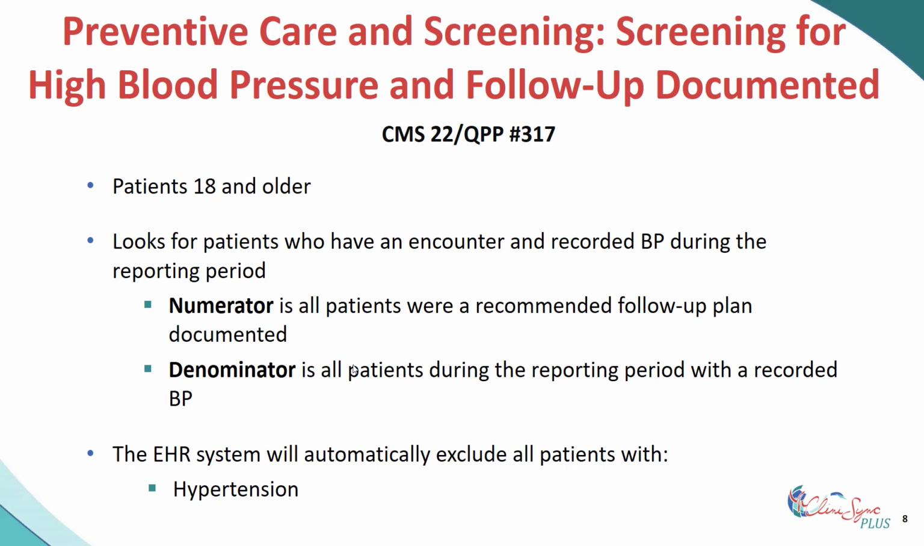What this measure looks at is for a patient without hypertension that had an elevated blood pressure reading during the reporting period, was a recommended follow-up plan documented within the EHR. So the denominator for this measure is all patients seen during the reporting period that had a blood pressure recorded that was above 140/90. The numerator for this measure would include all the patients in the denominator for which a follow-up plan was documented within the EHR. The exclusions for this measure, which would remove a patient from the denominator, is any patient with hypertension.